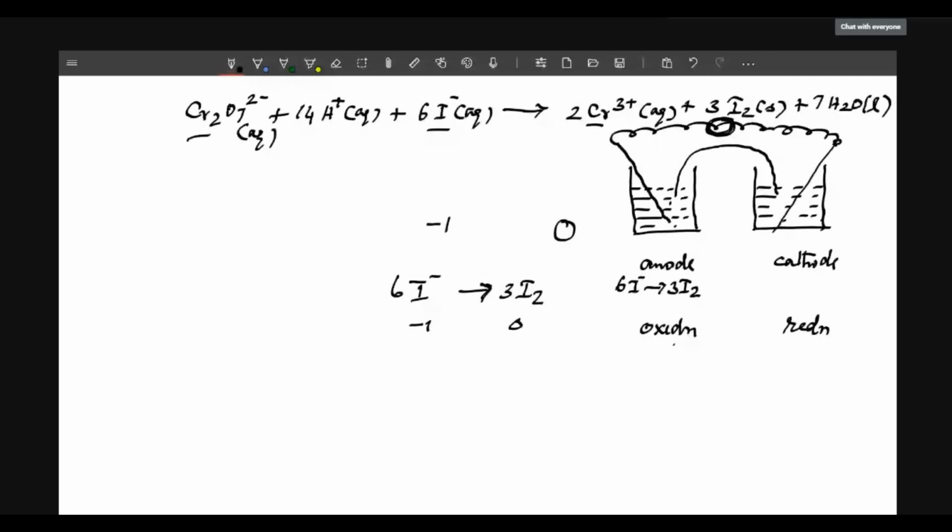Problem solved. Once you take this, you know it immediately. Therefore, another thing, what will be at the cathode? Production of Cr3+, because the other species present is this one. Cr2O7 2- is converted into 2Cr3+. How many electrons are consumed here? 6 electrons are consumed. Now you have written which is the anode and which is the cathode.